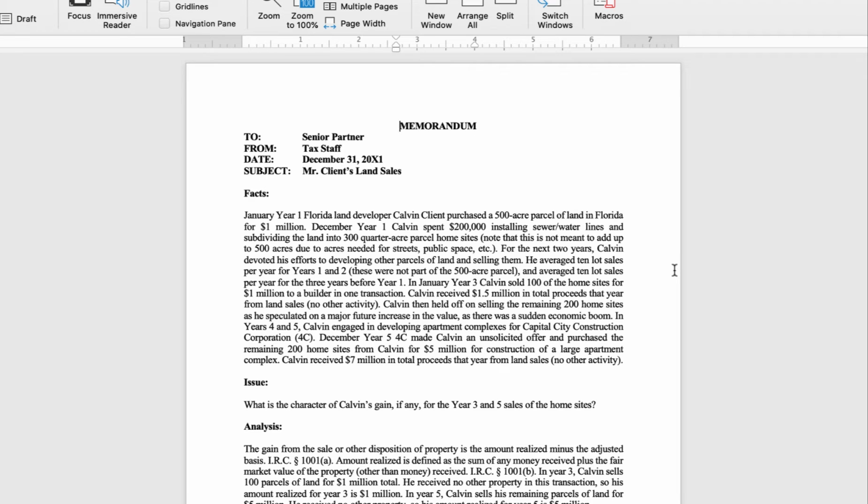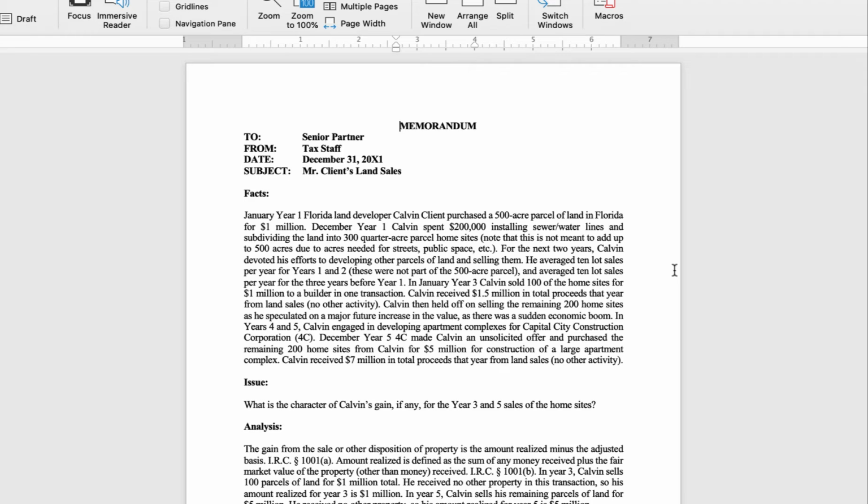For the next 2 years, Calvin devoted his efforts to developing other parcels of land and selling them. He averaged 10 lot sales per year for years 1 and 2. These were not part of the 500-acre parcel, and averaged 10 lot sales per year for the 3 years before year 1. In January year 3, Calvin sold 100 of the home sites for $1 million to a builder in one transaction. Calvin received $1.5 million in total proceeds that year from land sales, no other activity.